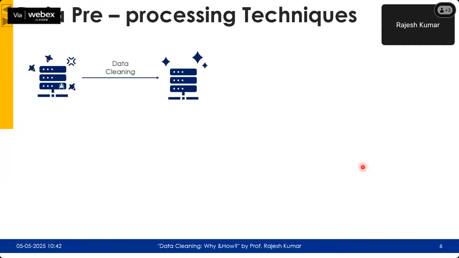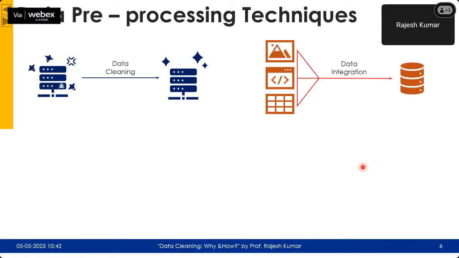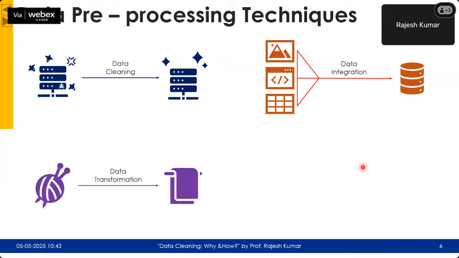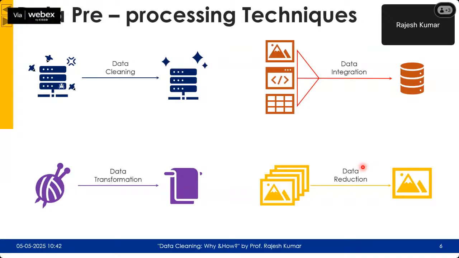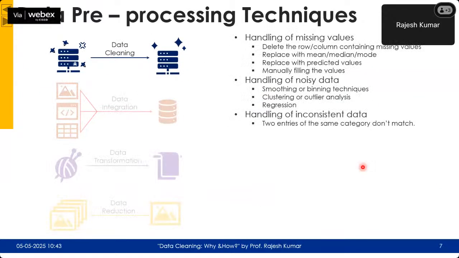Okay, so one is data cleaning, how you clean your data. Another one is how you integrate your data of a different nature. Next is how you transform your data, and then how you reduce the dimensions of your data. These four approaches are part of data pre-processing techniques, and these are required to develop a very good machine learning model. Let's talk about them one by one.